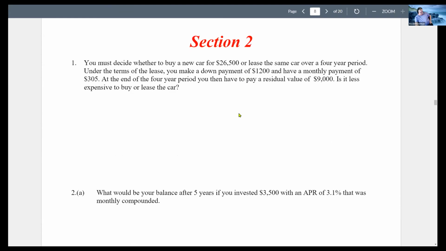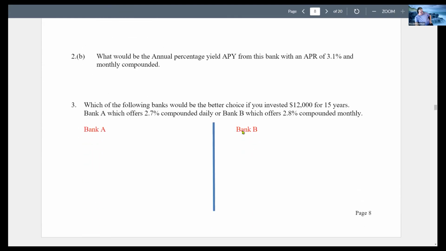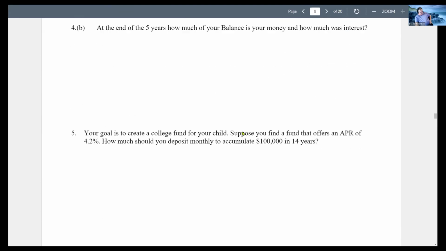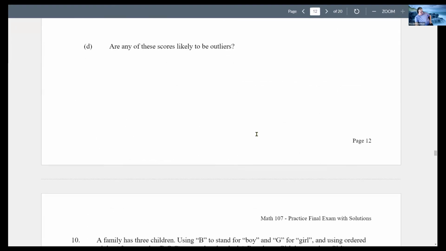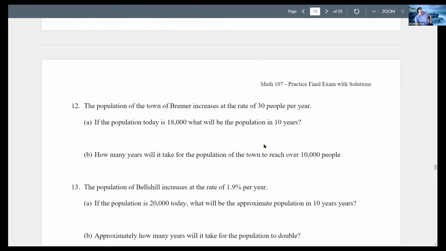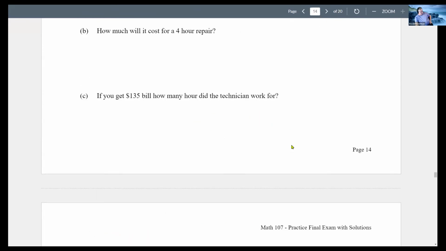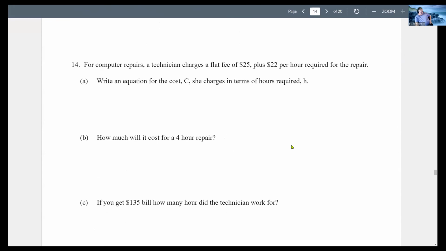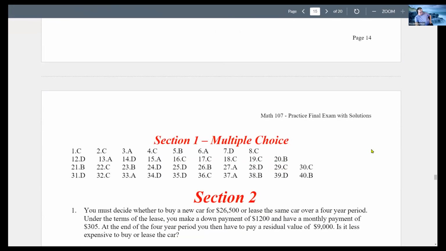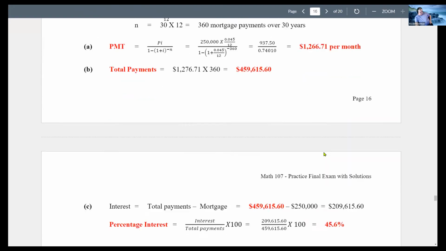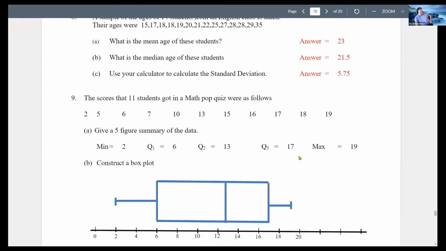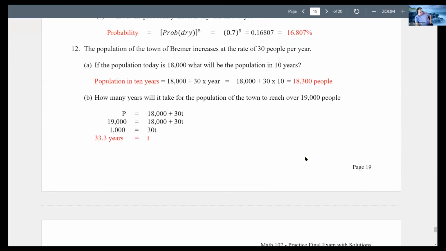Now you get to section 2. And in section 2, I do expect you to show working. And there's going to be 10 questions in section 2. And here we go. And here are the answers to the multiple choice. And here is the working and the answers in section 2.